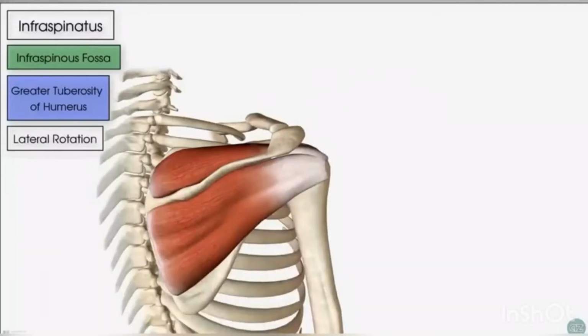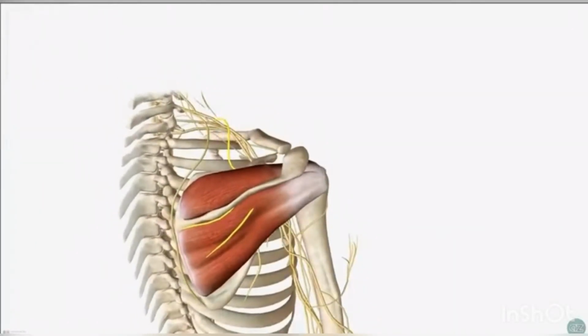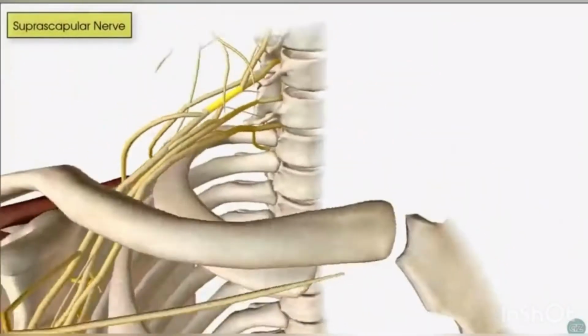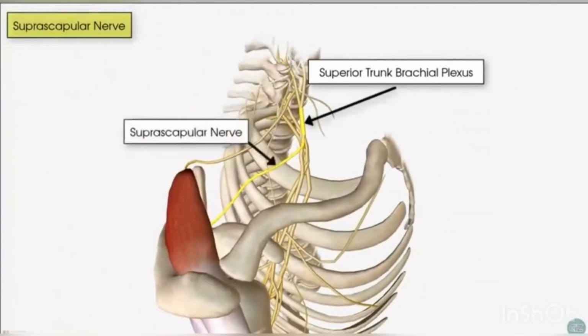It's worth noting that the supraspinatus and infraspinatus share a nerve supply derived from the suprascapular nerve, which comes off the superior trunk of the brachial plexus to supply both of these muscles.